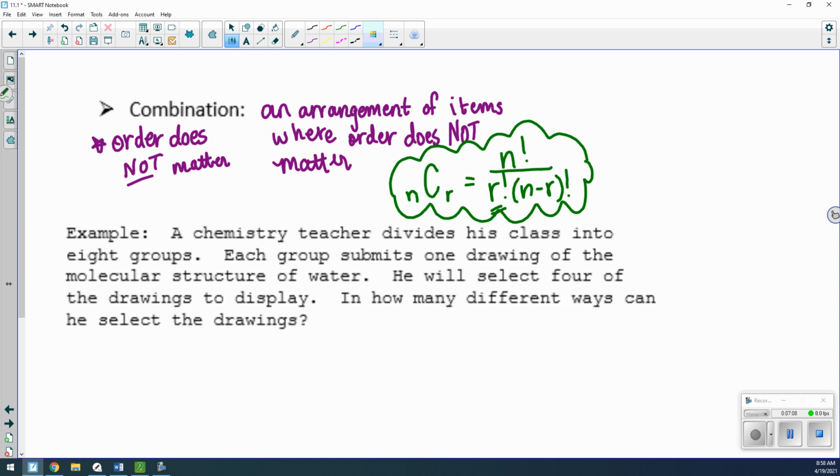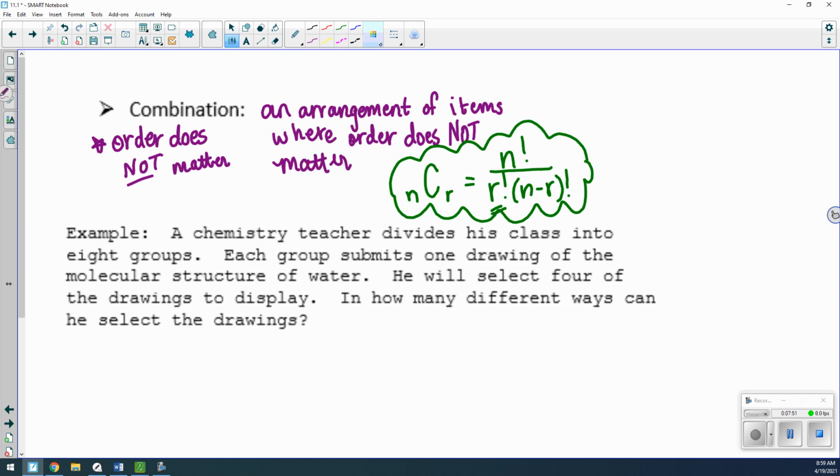So in this next example, we've got a chemistry teacher dividing his class into 8 groups. Each group is going to submit 1 drawing of the molecular structure of water. He will then select 4 of the drawings to display. How many different ways can he select the drawings? In the last example, gold medal, silver medal, bronze medal, I know I would definitely want to win first place, so order matters there. But in this example, no drawing is more important than the rest. 4 of them are just going to be slapped on the wall. It doesn't matter if mine is chosen first or last, because I just want it to be displayed, and nobody's any more important than anybody else. So in this situation, this is a combination.